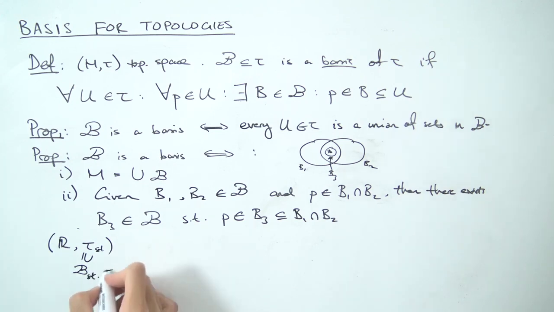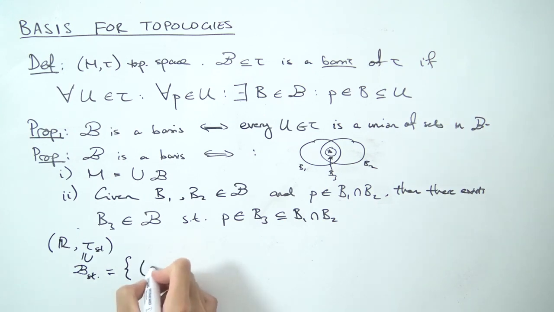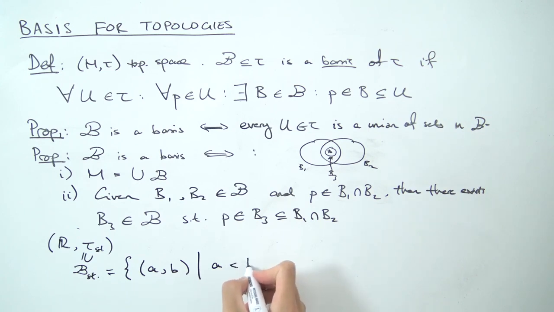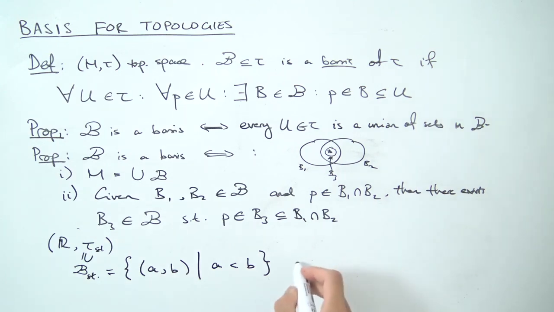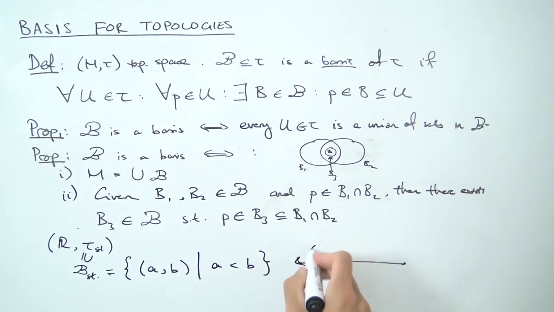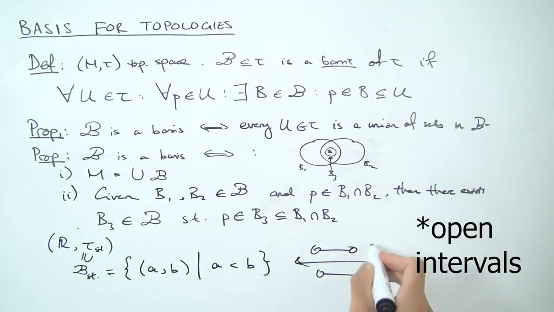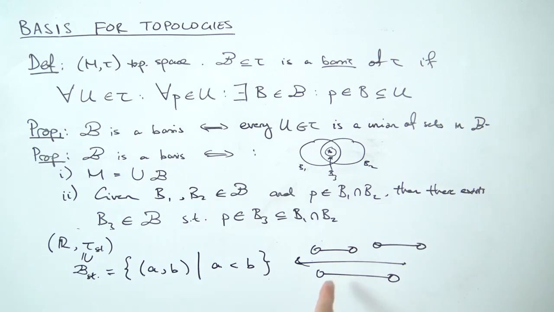I don't know. And this basis consists of the set of all open intervals (a, b) such that a is less than b, and a and b are real numbers, of course. So the basis is, if this is the real line over here, just the collection of all possible intervals in this fashion. And intuitively, you can see that you can build any open set by taking unions of these intervals.